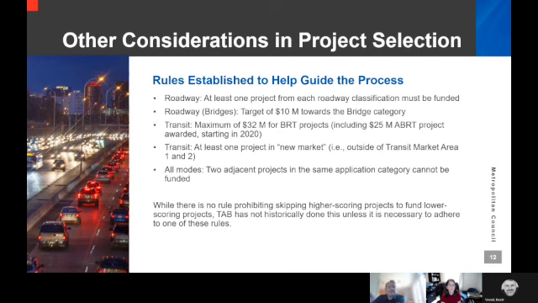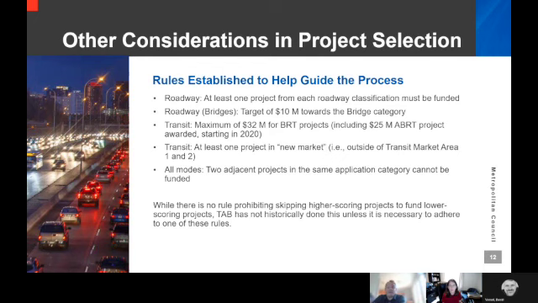So one consistent thing that TAB has not done is sort of skipped a higher scoring project to get to a lower scoring project. There's not a rule against it, but it's a norm that TAB has effectively adopted over the past, unless one of the other rules that are shown here forces that to happen. So for example, in roadway, in all the roadway categories, at least one project from each roadway classification must be funded. There was one cycle where we did skip a number of projects to get to that.